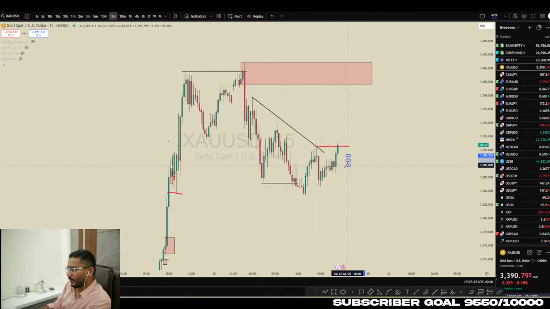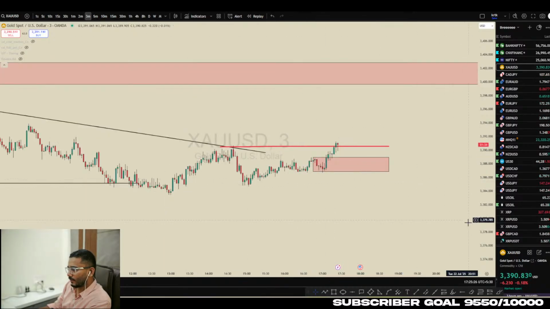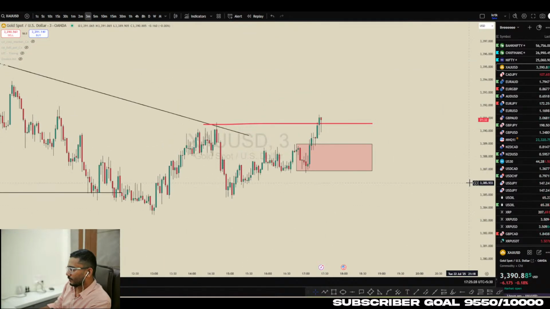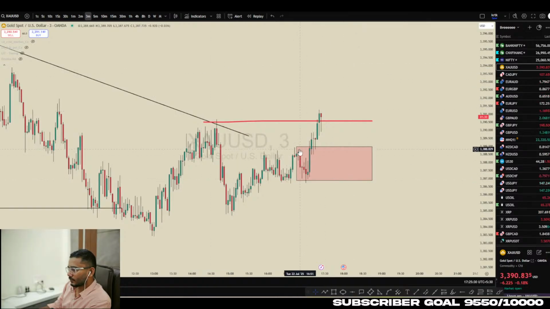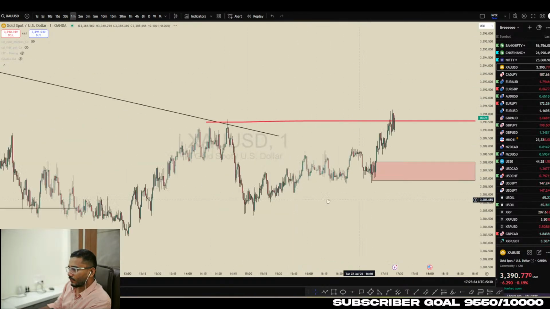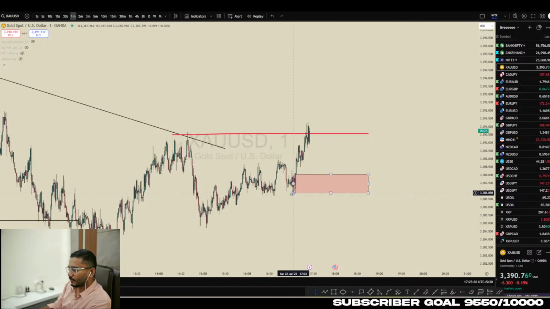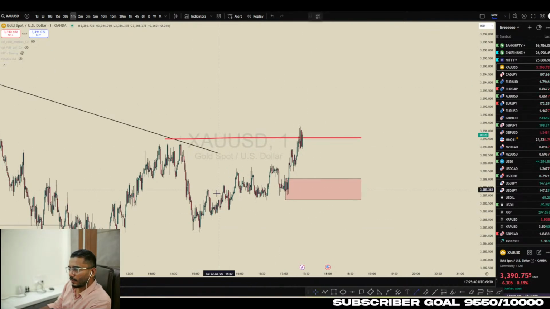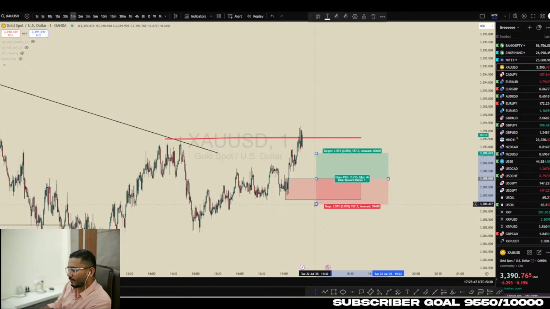Right now, if we refine this order block, we have here an order block on 1 minute. If you go to 1 minute, we have this order block. And there is a lot of liquidity below this order block. So price can tap this for the first time. We can look for entry.